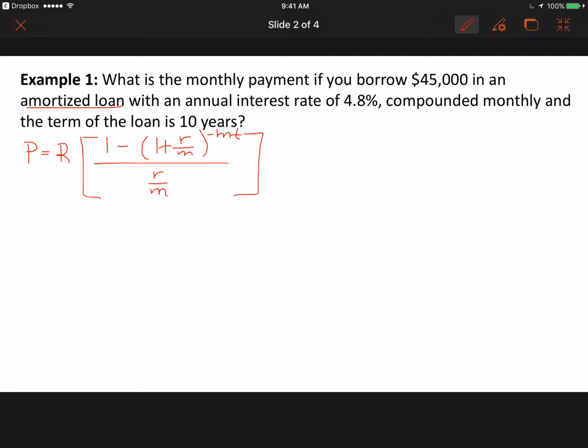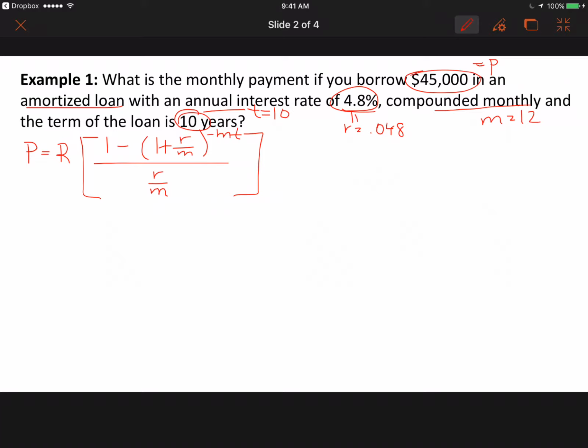And let's identify what we know. We're borrowing $45,000, that's our capital P. We have an annual interest rate of 4.8%, so little r is 0.048. Compounded monthly, so M is 12. And the term of the loan is 10 years, so T is 10.